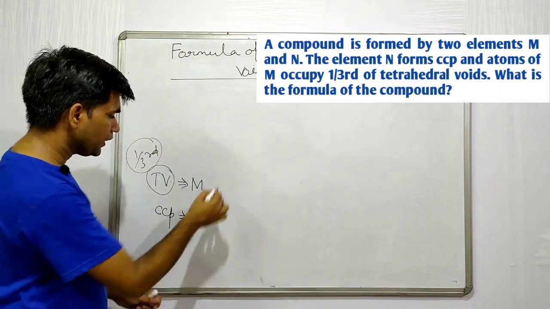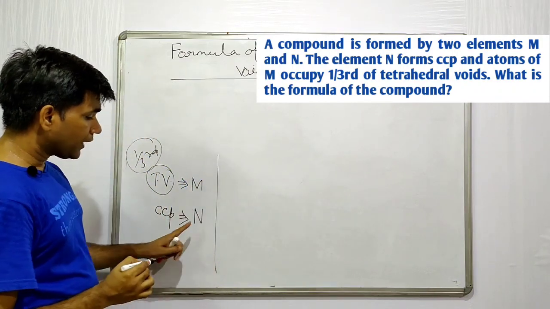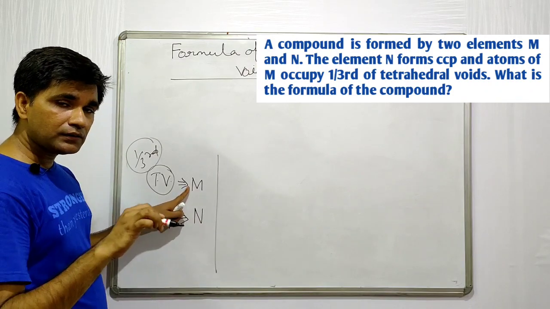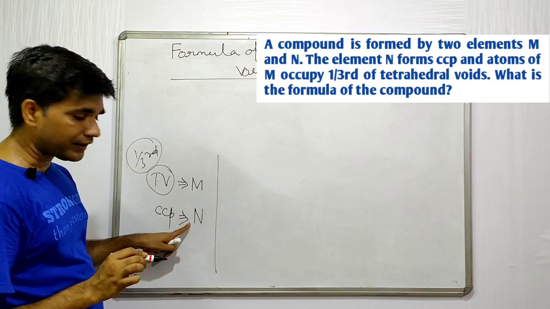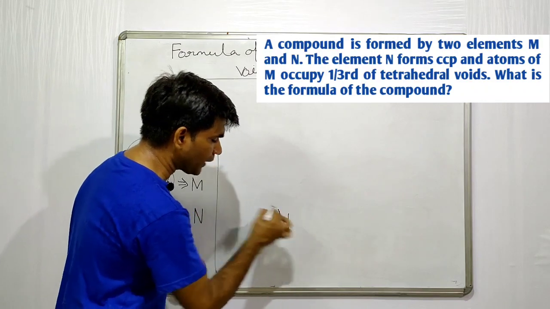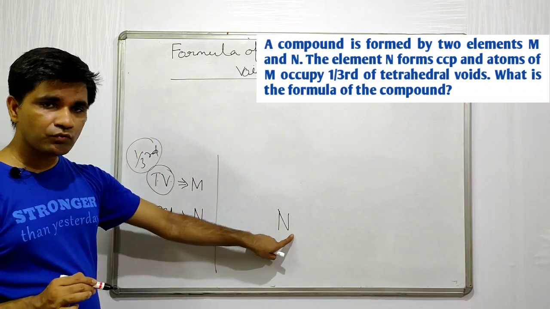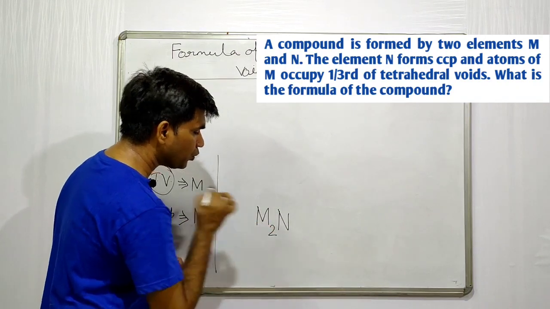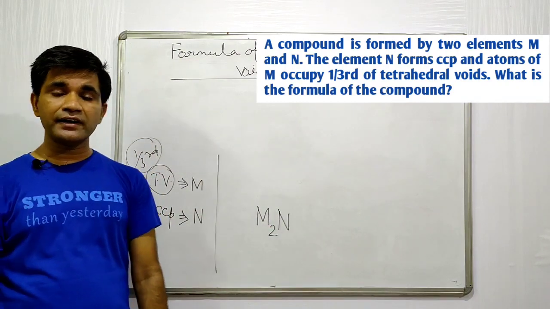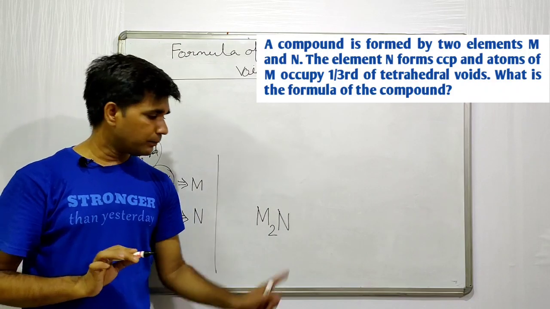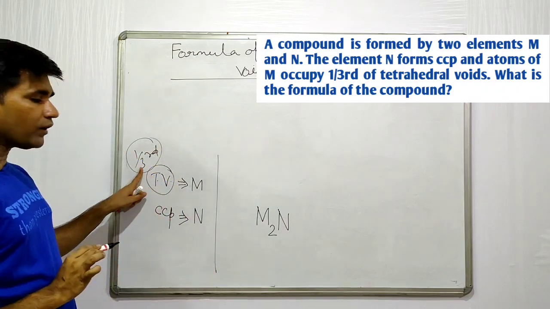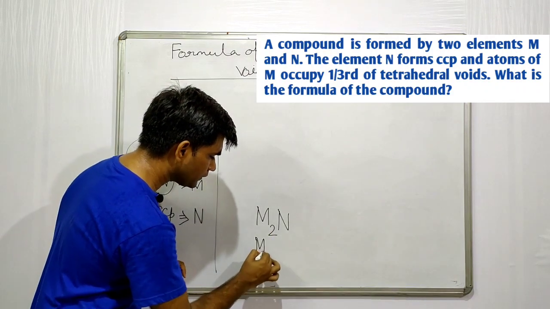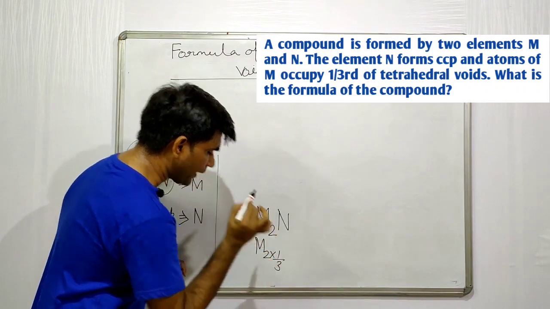This is the question. Now, as we know, the number of tetrahedral voids is always double the number of close packed particles. So if the number of close packed particles N is equal to 1, then number of tetrahedral voids would be M2N if all the tetrahedral voids would have been occupied. But this is not the case. Here only 1/3 of tetrahedral voids are occupied, so it is multiplied by 1/3.